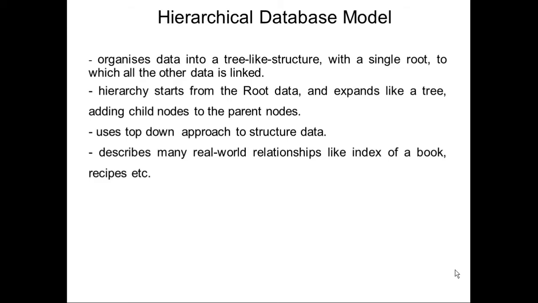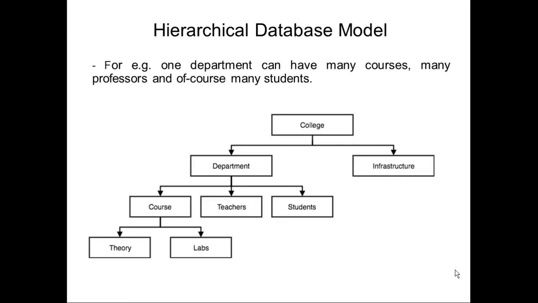Hierarchical means it shows a tree-like structure. Tree-like structure means it starts from the root, which can also be called the parent, and the children can be added below that. It uses the top-down approach, meaning it goes from parent to children. It is used for real-world relationships like the index of a book, recipes, etc. For example, a college has a department and infrastructure. Here college is the parent and the remaining are the children.